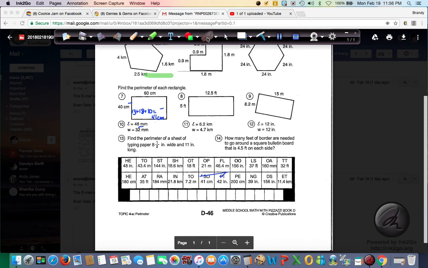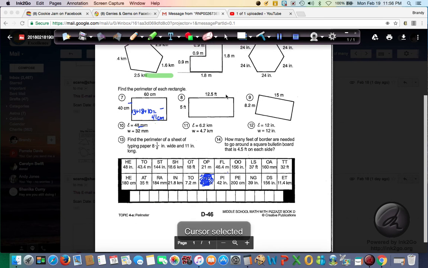Okay, let's try that again. All right, so we'll mark out just the 41. There we go. I got it now. And then whatever's left over, you write down here. So pretty simple, yeah? That's perimeter.